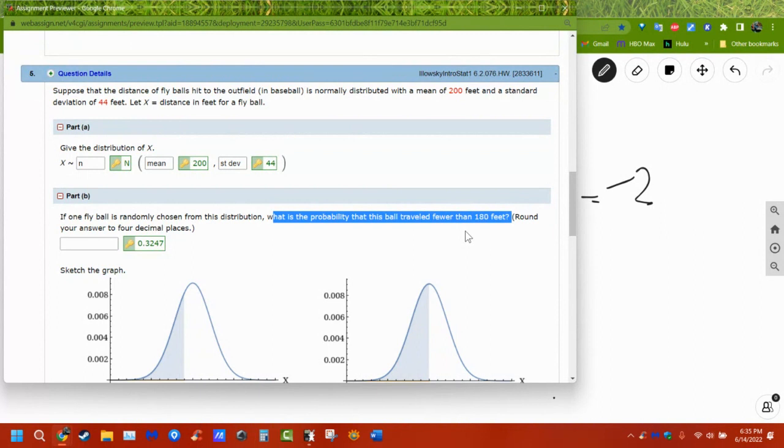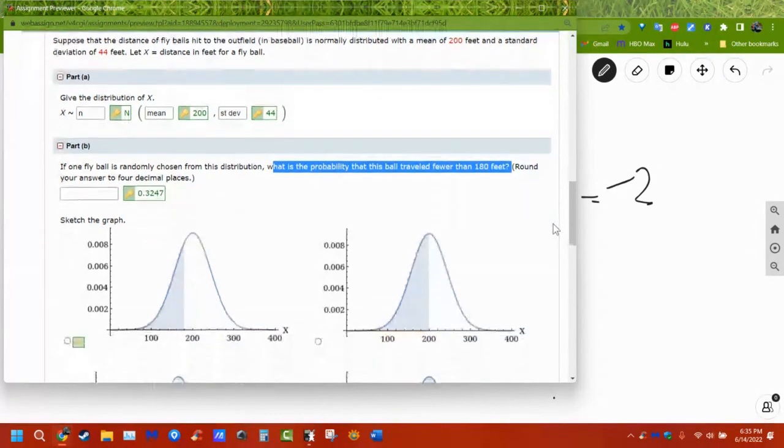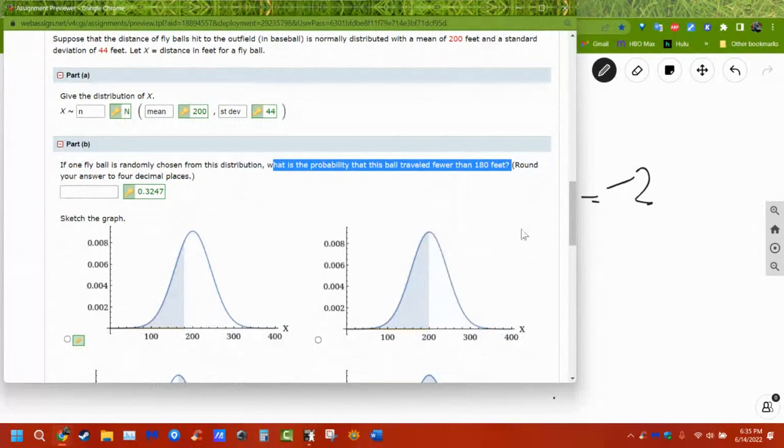Because the biggest number smaller than 180 is 180, which seems like a weird thing to say. But because this is continuous, the biggest number smaller than 180 is 179.99999999, and so it just keeps going, and so that's why they're the same.